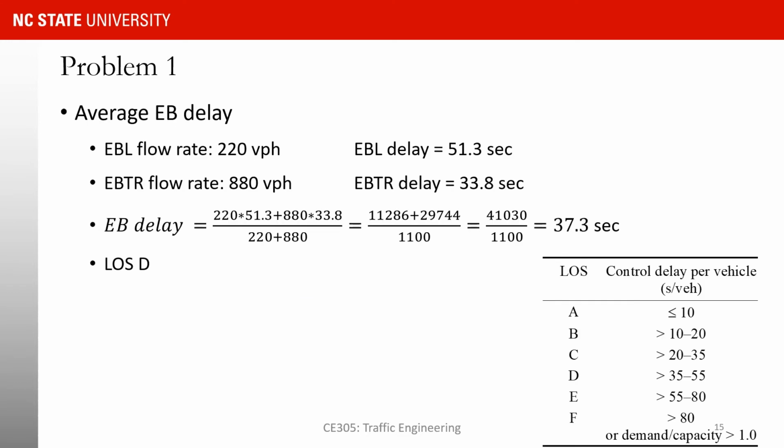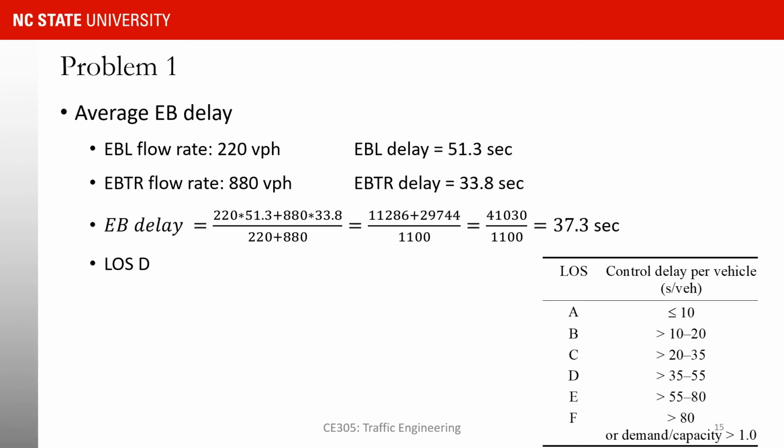So to determine the average eastbound approach delay, we need to know eastbound left turn flow rate. It's 220 vehicles per hour. The eastbound left delay, we found it to be 51.3 seconds. We need to find eastbound through flow rate. It is 880 vehicles per hour, and eastbound through right delay is 33.8 seconds.